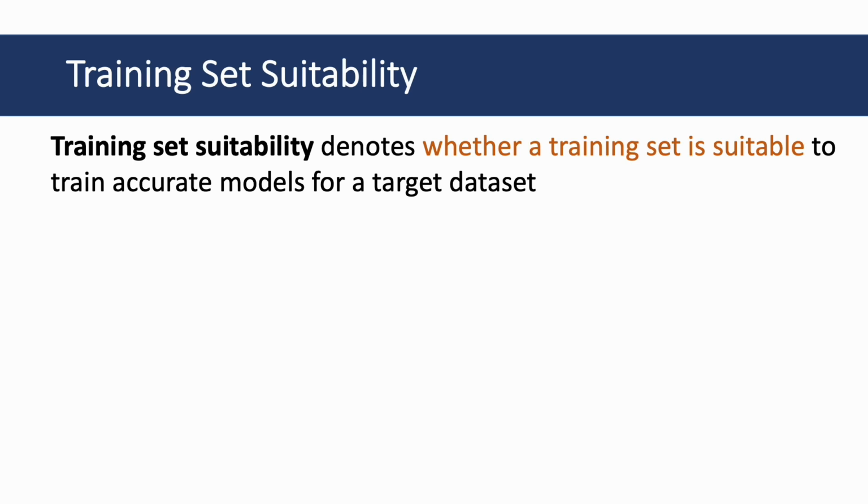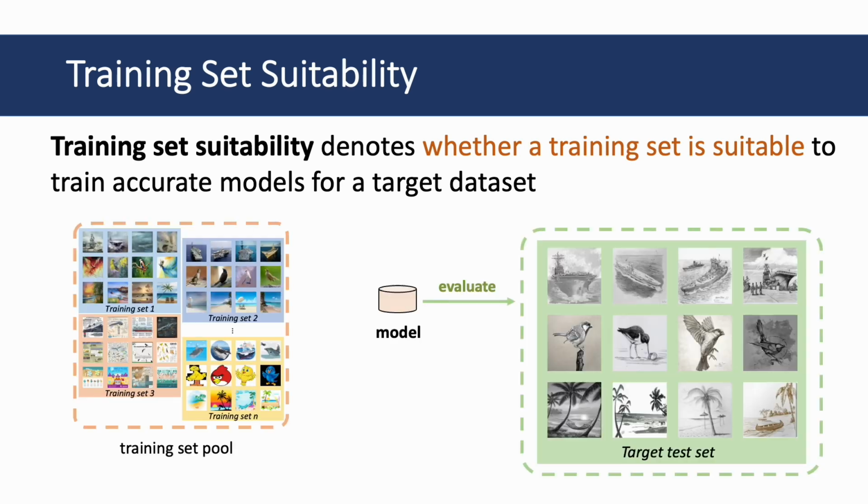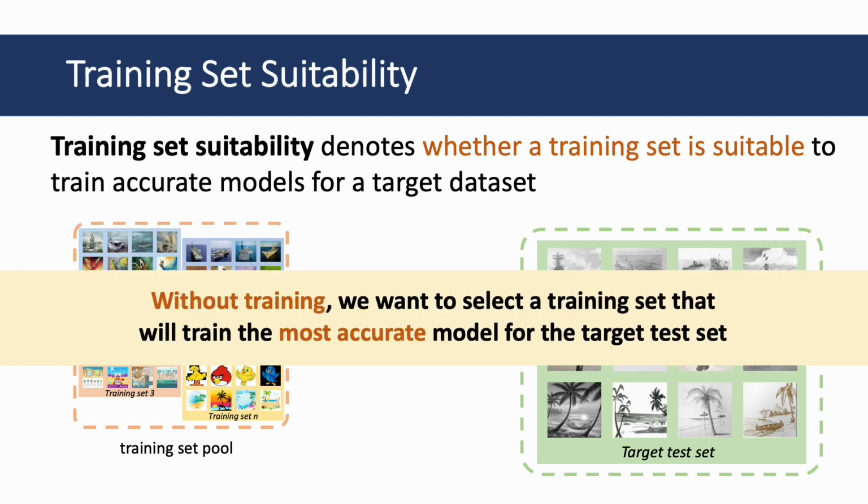Training set suitability denotes whether a training set is suitable to train accurate models for a target dataset. Consider a scenario where we are provided with a pool of training sets and a target test set. We want to select a training set to train the model and deploy the trained model onto the target set. Then the question arises: without training, how can we select the training set that will train the most accurate model for the target test set?